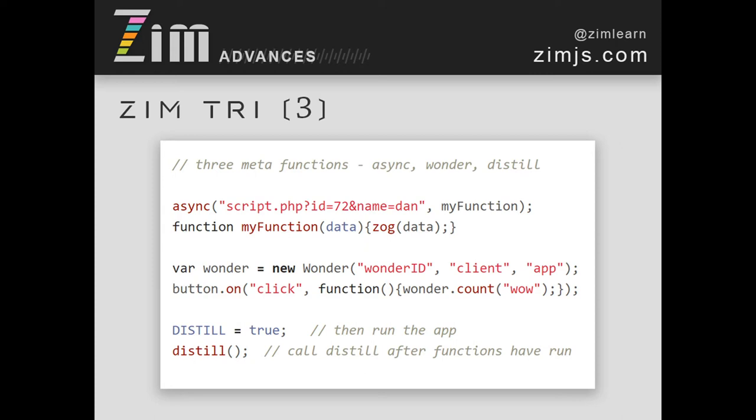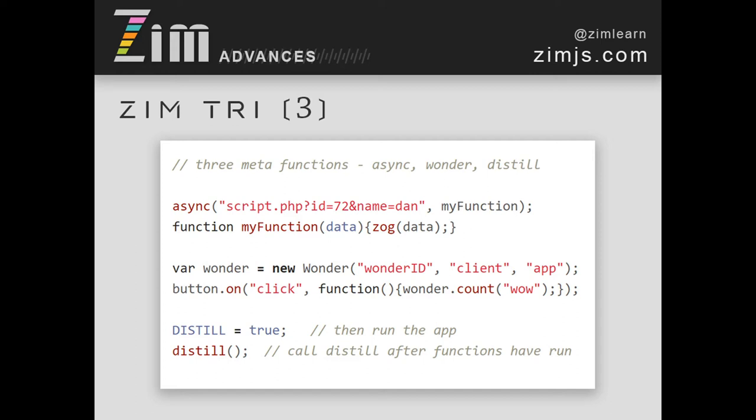So what Distill did is, it turns out it's called tree shaking now. We didn't know it at the time, but you set Distill to true to start, and then you run your app, and then at some point when you're finished running your app, you call Distill, and it will minify only the code that you used.